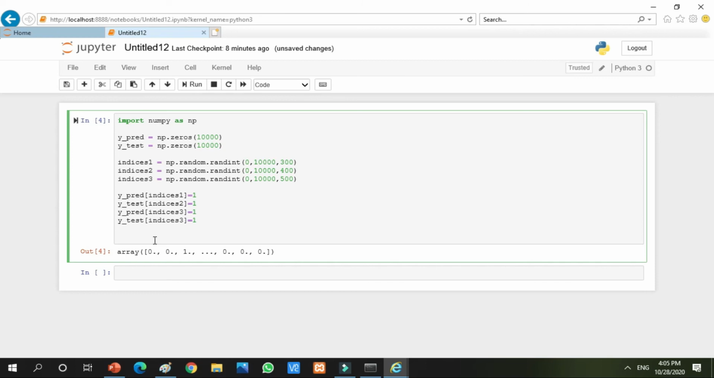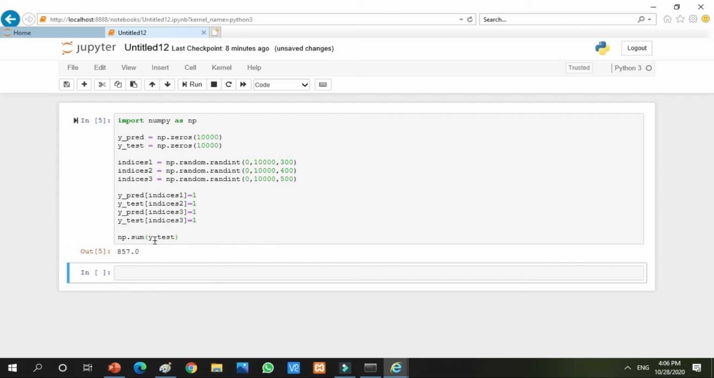Let us move forward, and I am calculating the sum of all the values inside y test. So y test consists of 1 sometimes and 0 sometimes. So let me calculate the sum of y test, and here is the sum. It is 857. Now I am calculating the sum of y prediction. So I am writing y prediction, and it will show you the sum.